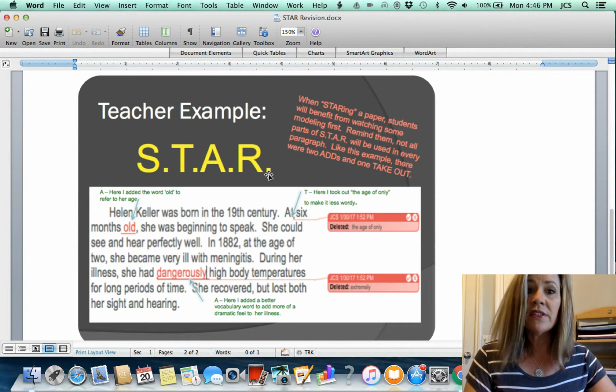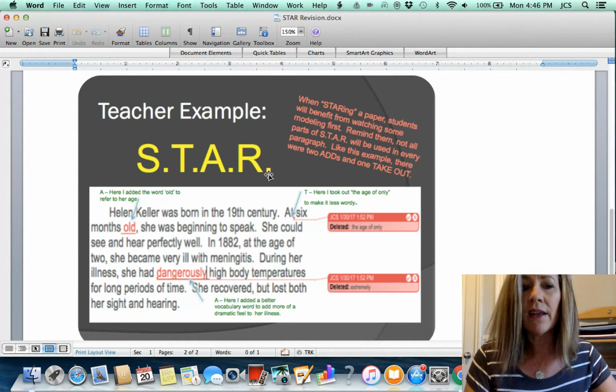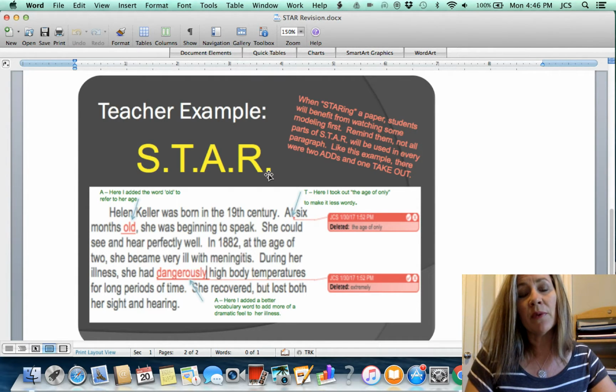And remember, revision is different than editing. Editing is when you're really taking a closer look at the grammar, mechanics and conventions in the writing. Revision is different. Revision is actually really taking a look at the content and making it better, especially in academic writing, perhaps making it more formal, less informal. Students tend to want to write informally. It comes more easily. But with academic writing, we want to teach them a more formal approach.